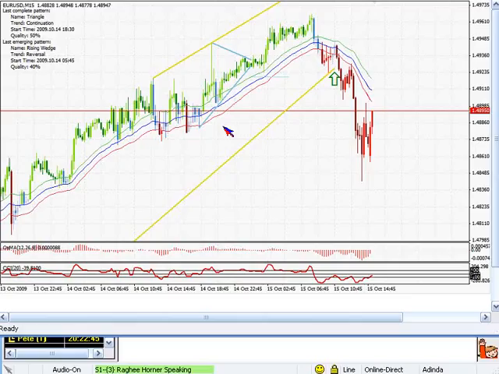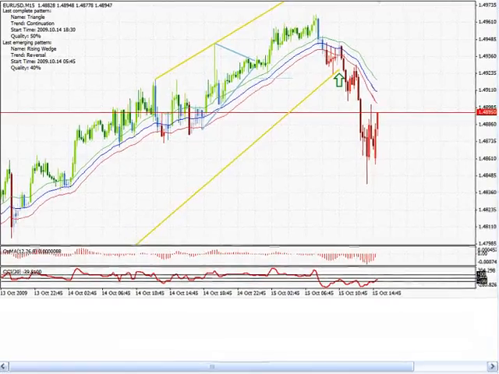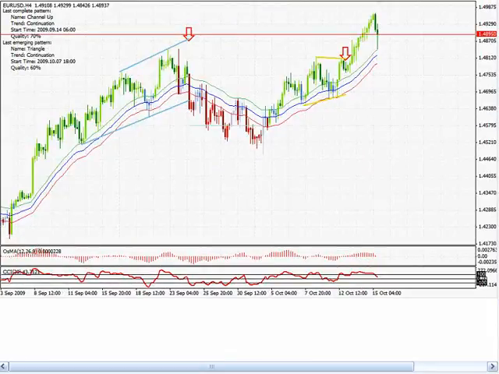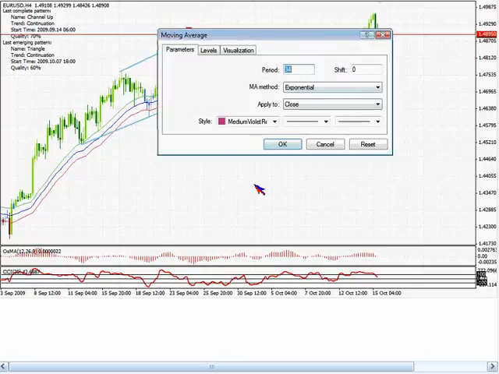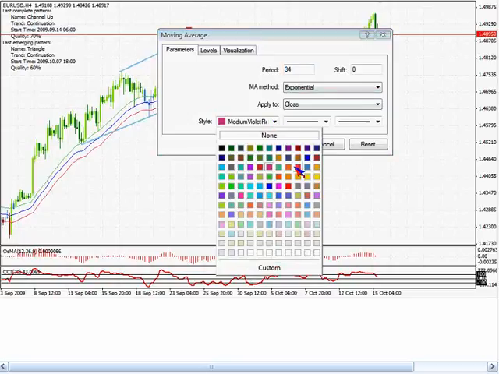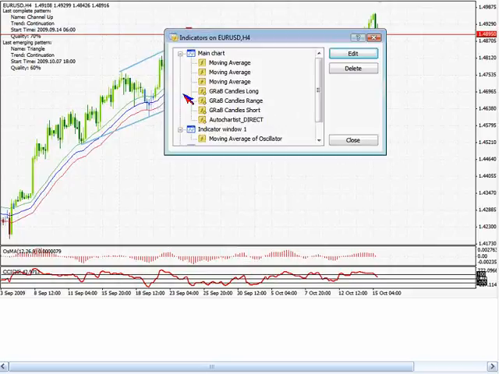Okay, so let's take a look at the price chart again. So this is that 15-minute chart. Let's go to a 240-minute chart. And by the way, let me just let you guys see what I'm looking at as far as indicators go. I've got the 34-period moving averages on here, my wave, the 34-period exponential on the high, low, close. The grab candles are a freebie download you can get from my blog over at RagheeHorner.com.